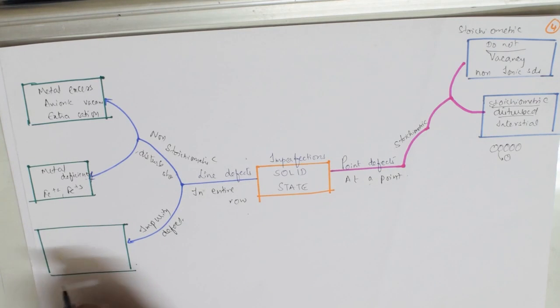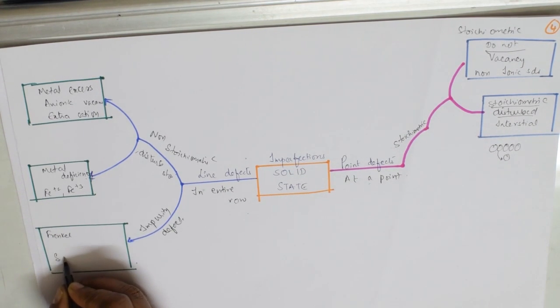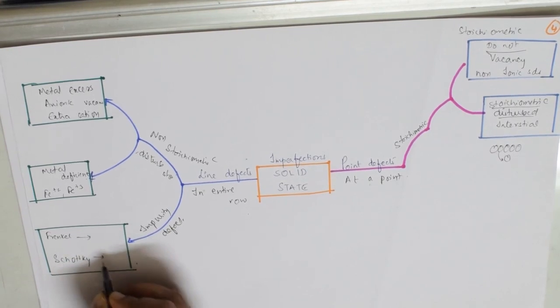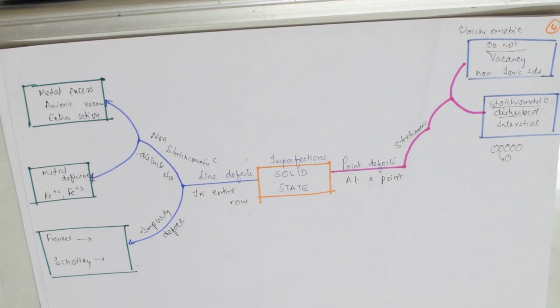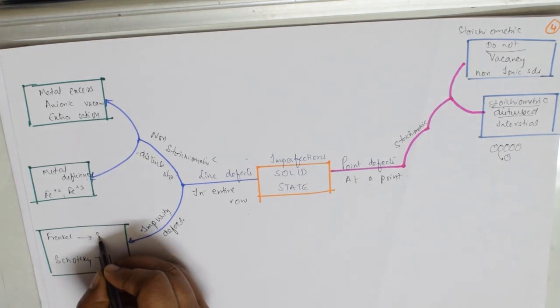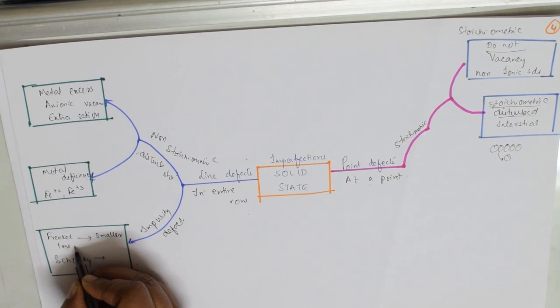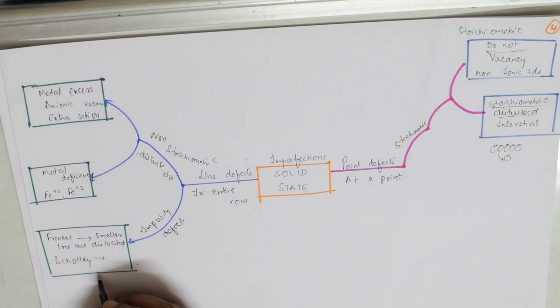Next comes impurity defect. Impurity defect are of two types. One is Frenkel defect as well as one is Schottky defect. So in Frenkel defect, what is happening here? Smaller ions are dislocated to interstitial sites. Let us write smaller ions, that is the cations, are dislocated.